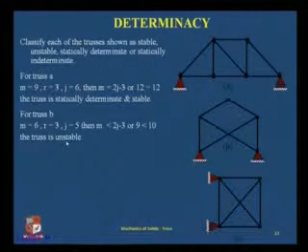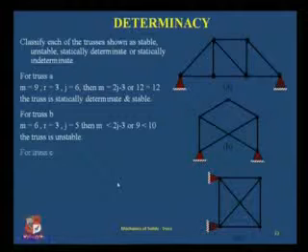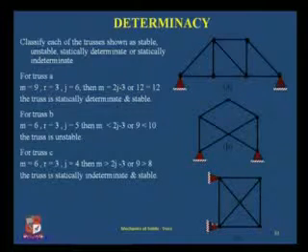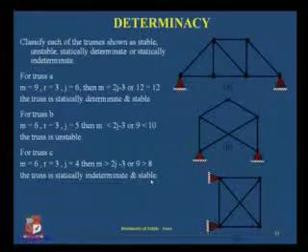m is less than 2j minus 3, so the truss becomes unstable. If you talk of the third case, that is figure C, then you have 6 members, 1, 2, 3, 4, 5 and 6, and the number of joints are 1, 2, 3 and 4, and the equation becomes m is greater than 2j minus 3, and therefore the truss is statically indeterminate or stable.